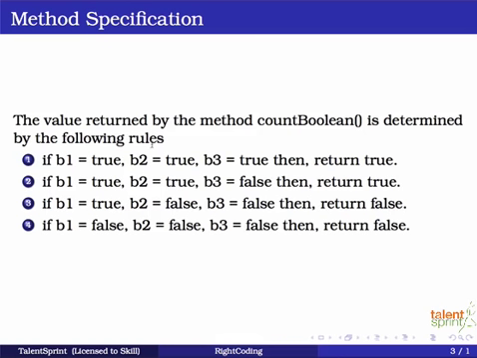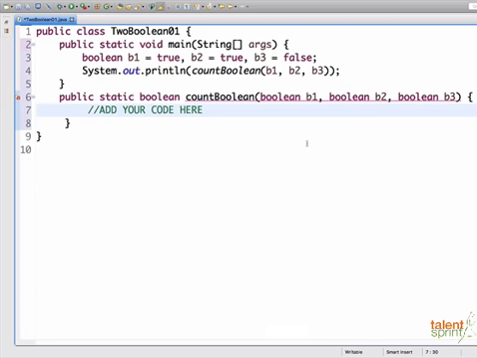Now let's move on to the code. You see, this is the code template that we have. The Boolean class contains the main method, and inside it we are calling the countBoolean function, wherein we are passing three Boolean variables b1, b2 and b3, out of which two are true. Now in the countBoolean function we have to write the code, and at the end we'll change all these Boolean values to check if for all the conditions our program returns the correct output.